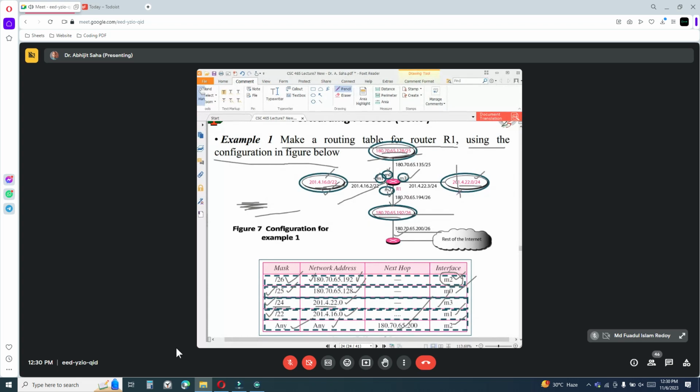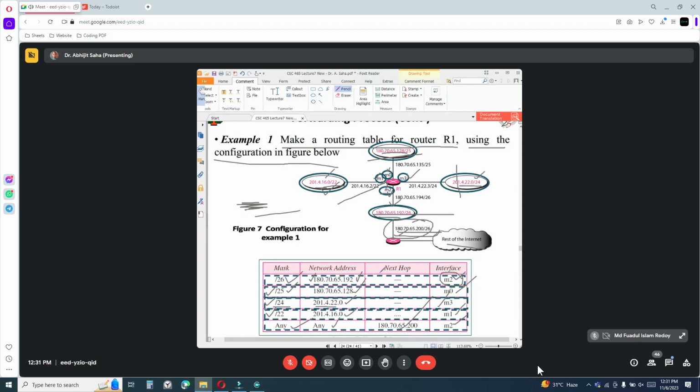Understand? Yes. But if it is not matching, then router one does not know who the destination network is, because it knows only these four networks. It doesn't know about the other networks. So what it does is send the packet to the rest of the internet via this next hop address, using the M2 interface.